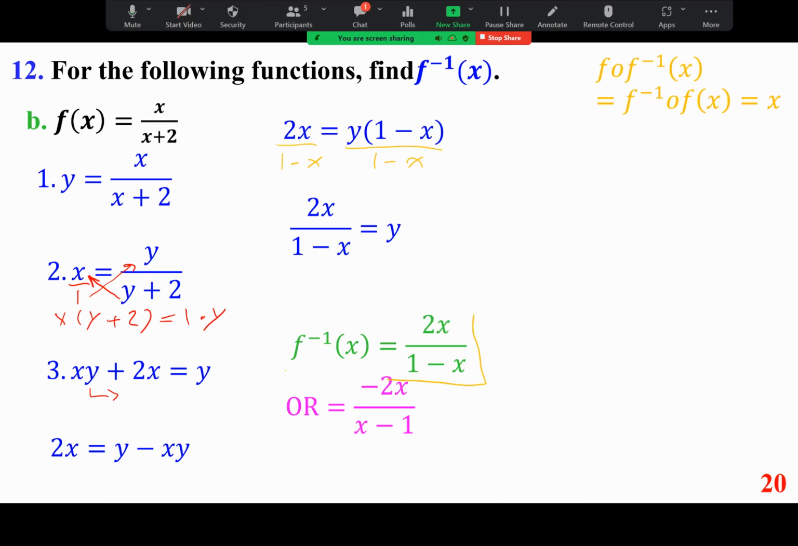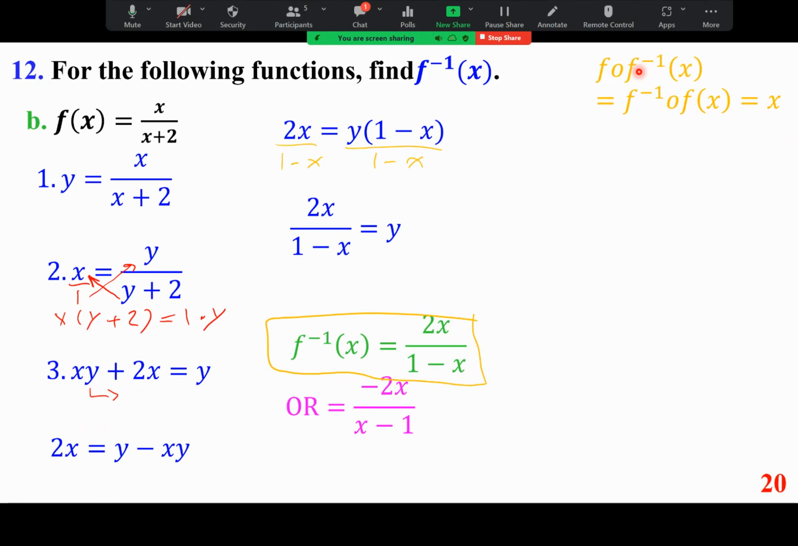Now, what I want to mention here, class, is if right here we had moved it differently, meaning if we move the y to the left, 2x to the right, we would get this answer. Please understand these two are the same. If you multiply this one, the top and the bottom, by a negative sign, you get this one. So this has the least number of negative signs. It doesn't matter which one you use, and it doesn't matter how you move it, as long as you know how to come up with the answer.